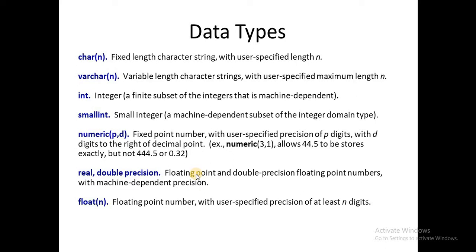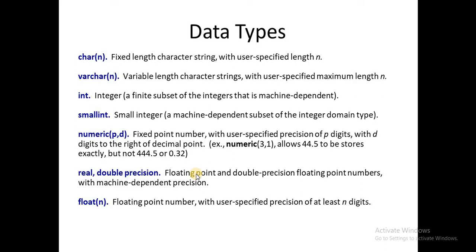Suppose you store 44.5, it is valid because in this number 445 there are 3 digits, so the first condition is satisfied. The second condition is that there must be 1 digit after the decimal point. Yes, after the decimal point there is only 1 digit, that is 5. So 44.5 is valid, but the remaining two numbers, 444.5 or 0.2, are invalid.